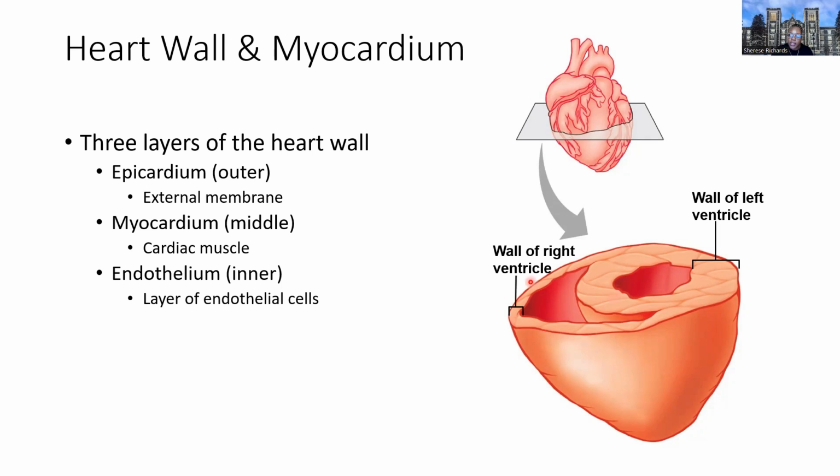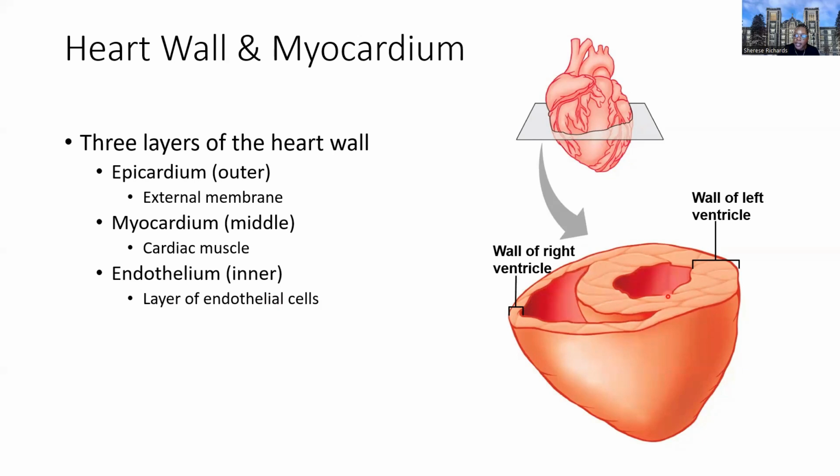On the right side, the resistance of the pulmonary circulation is much smaller, much lower. And so the right ventricle does not have to work as hard to pump blood against the resistance in the pulmonary circulation. So that's just one reason why there's a discrepancy in the thickness of the myocardium. The endothelium is the inner lining. So this is the layer of endothelial cells that is internally covering the chambers.